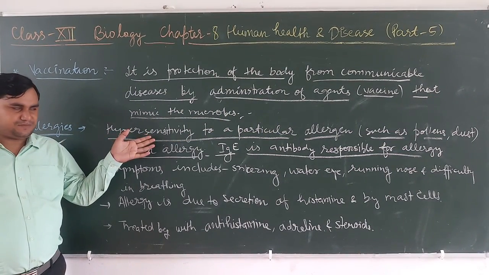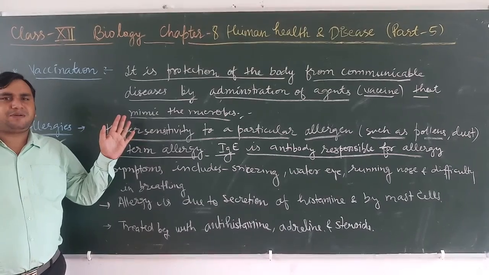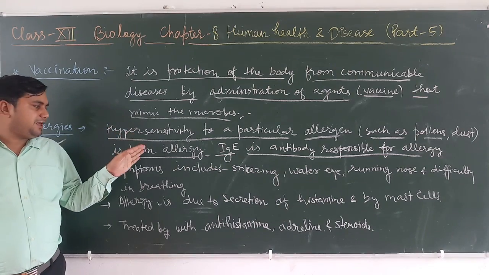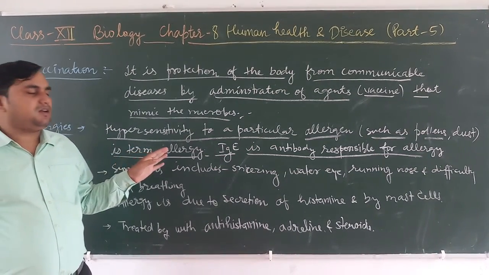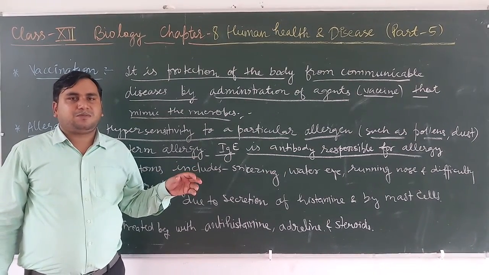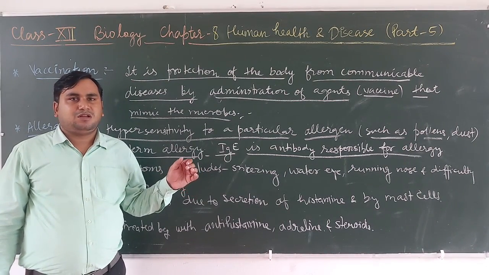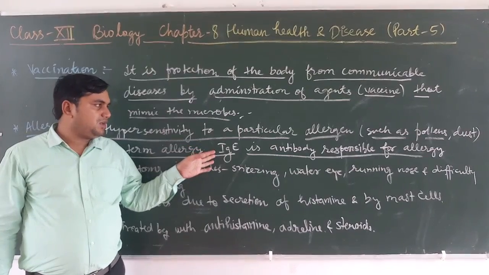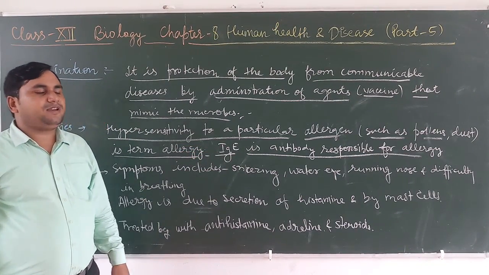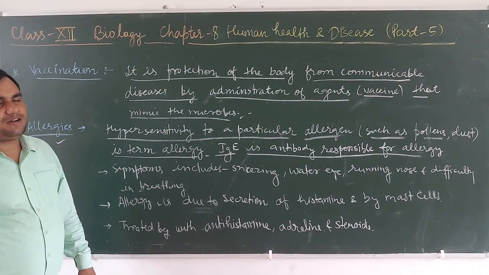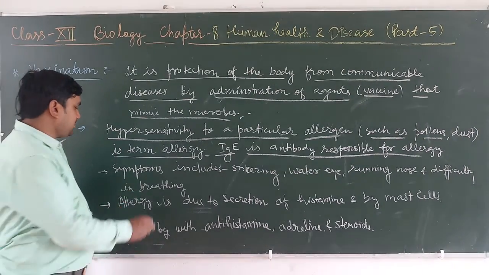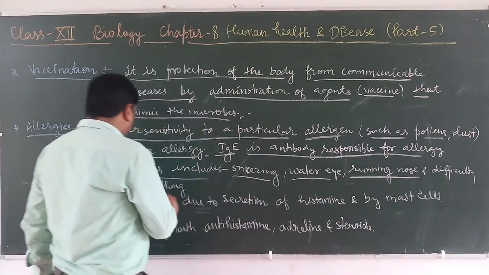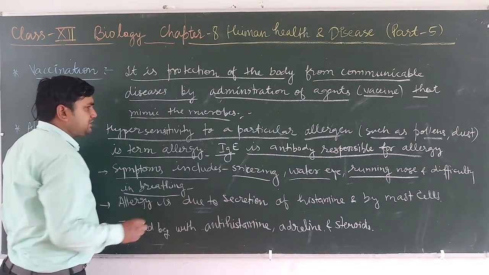Hypersensitivity to a particular allergen means what happens on the body surface of human beings when we are in any dusty area, pollen area or polluted area. Allergy comes in the form of rashes and pores formation on the skin. Immunoglobulin E is responsible for allergy in the body of human beings, and symptoms include sneezing, watery eyes, running nose and difficulty in breathing.